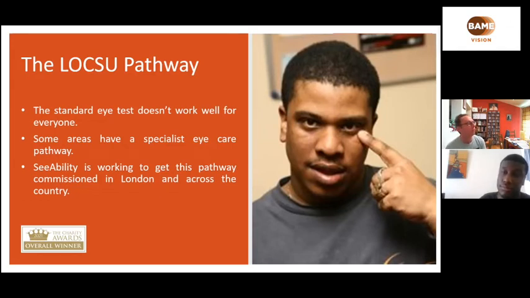And we feel this is really, really important because this would make a big step forward for access to eye care for autistic people. So that's something that we're prioritizing at the moment.